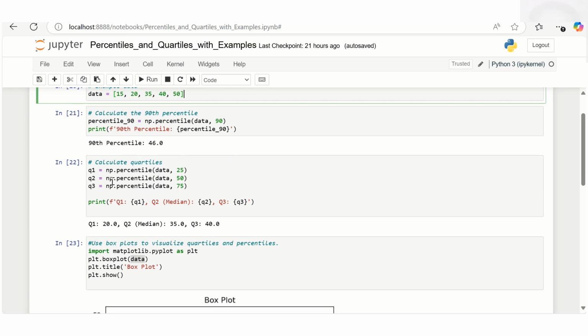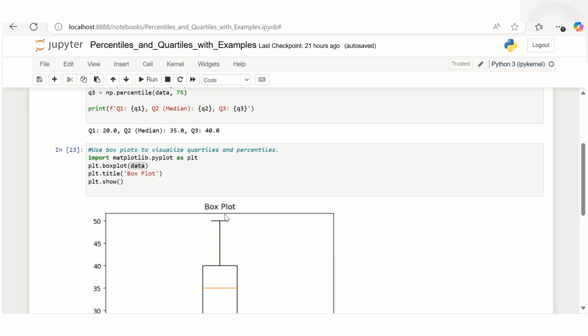Similarly, quartiles we discussed: Q1, Q2, Q3, three quartiles, the 25th, 50th and 75th percentile. The 50th percentile is the median one, which is Q2. So these are the values. Q1 is 20, Q2 is 35, Q3 is 40.